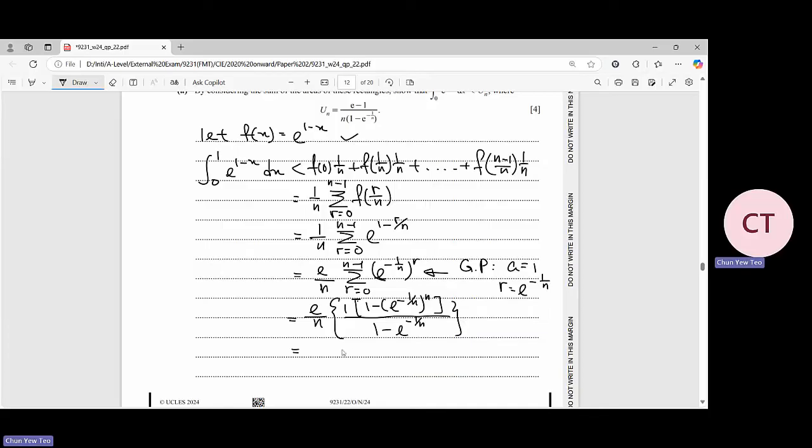So you just need to expand. You get e multiplied by 1 minus e power negative 1 over n, divided by 1 minus e power negative 1 over n. Multiply the e inside, you get this. Shown. That will be the answer for question number 5, part A.